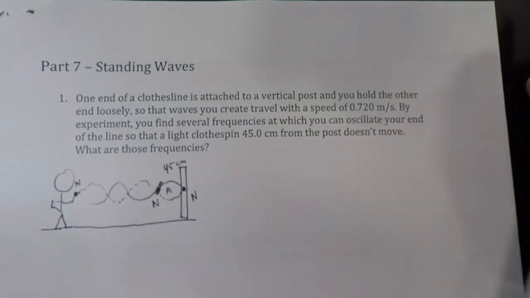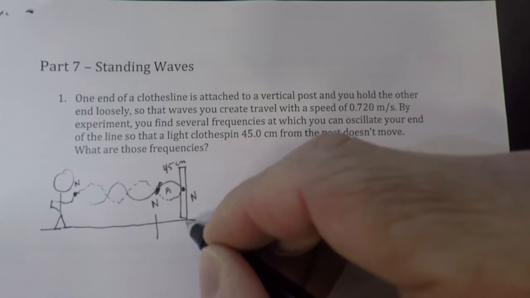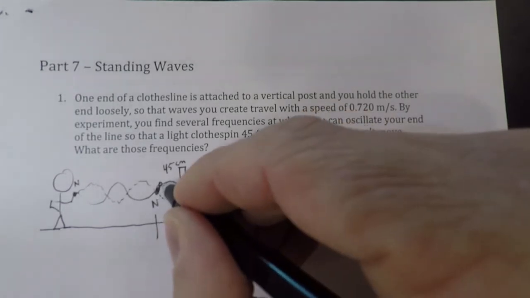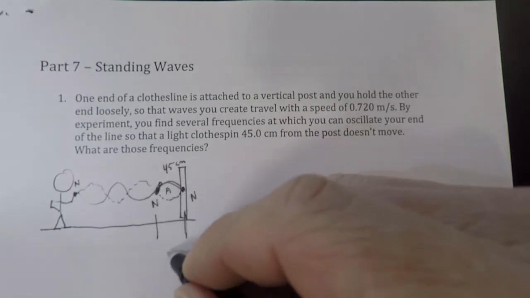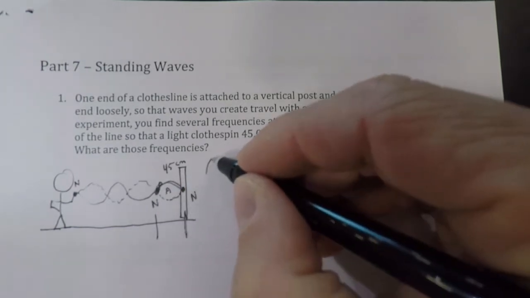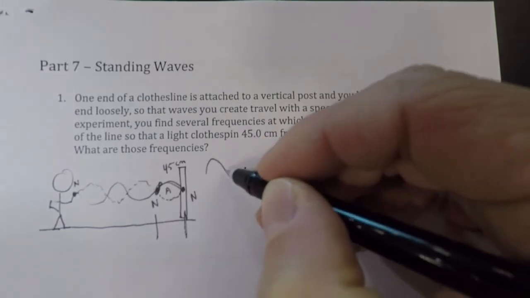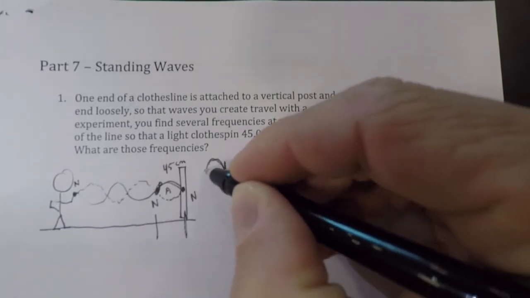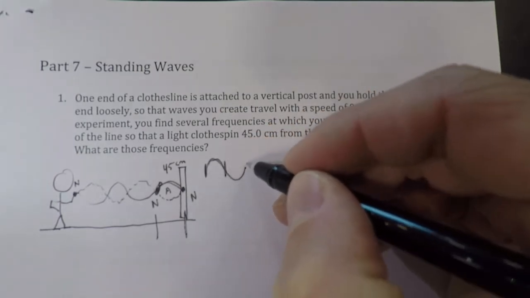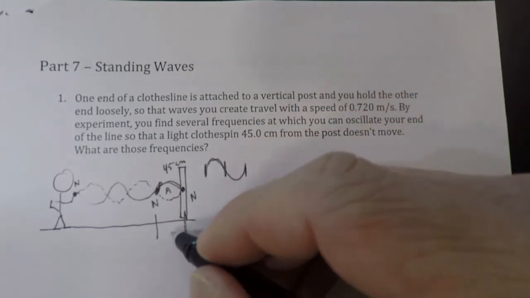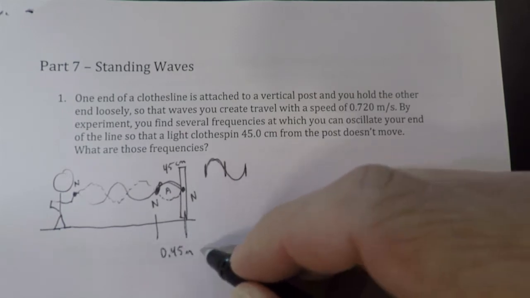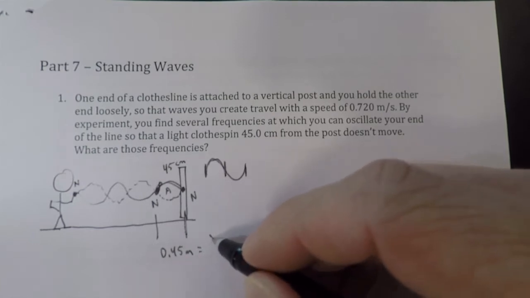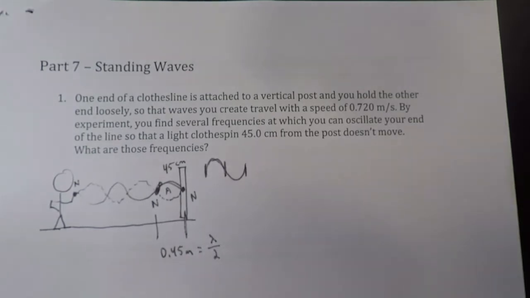So the key is recognizing that if this is the distance between two nodes, we have just the crest of a wave or just the trough of a wave. We need to recognize that we're seeing half of a wave. Remember, an entire wave is both a crest and a trough, and we're seeing just the crest, which would be half the wave, or just the trough, which would be half the wave. So this 45 centimeters, or 0.45 meters, is going to be equal to half of a wave, lambda over 2, 1/2 of a wavelength.